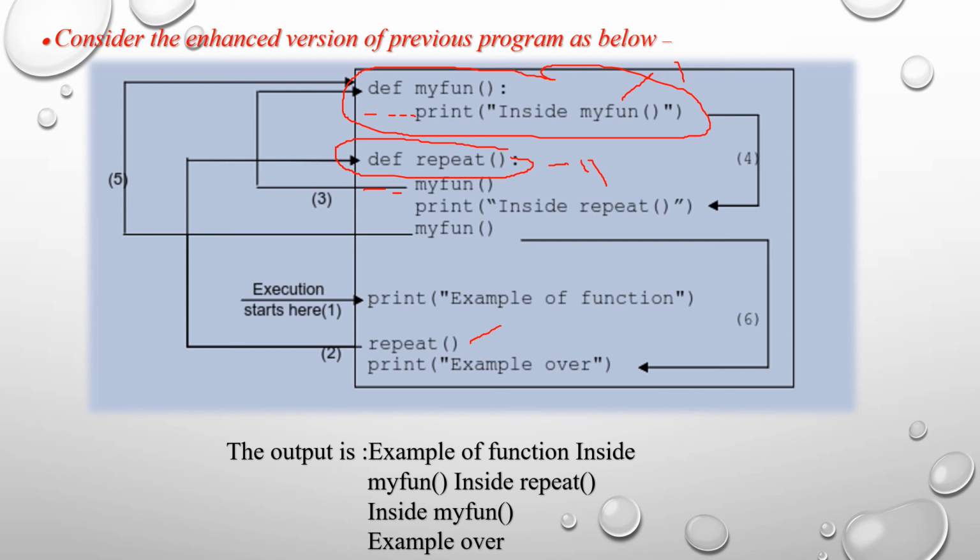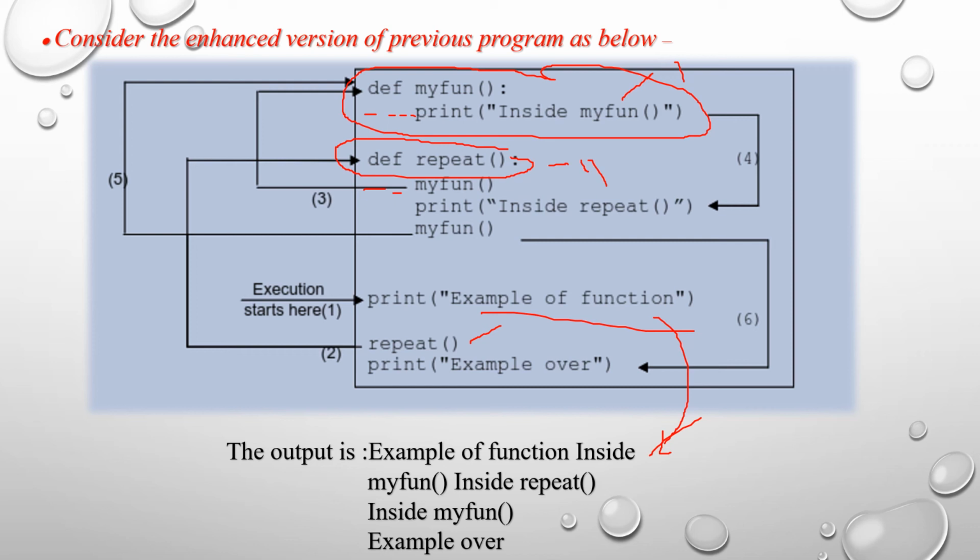So the first execution is print example of function. The Python interpreter will print the example of the function inside. So this is the first execution. Next it is going to execute the function call.